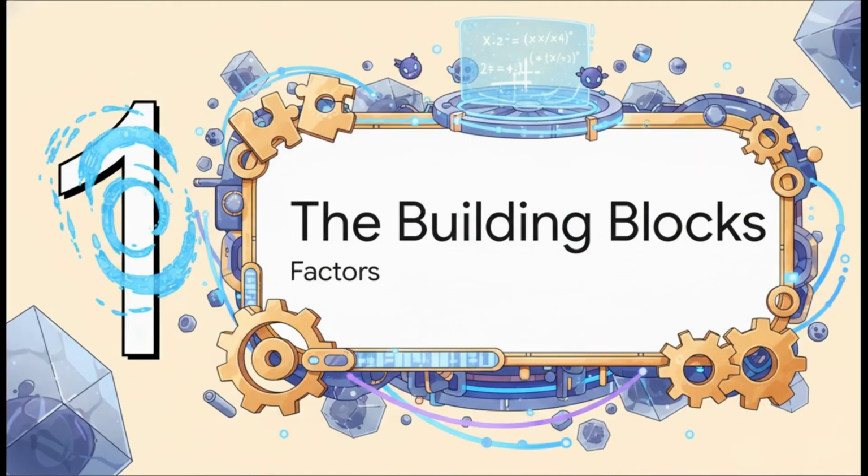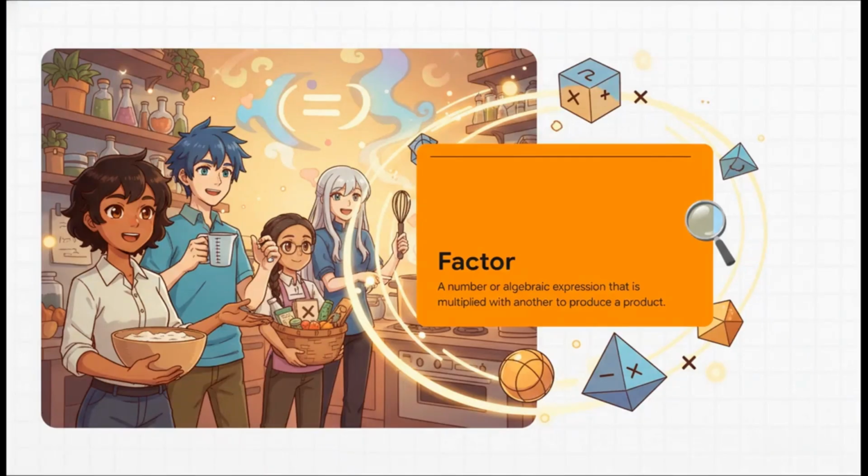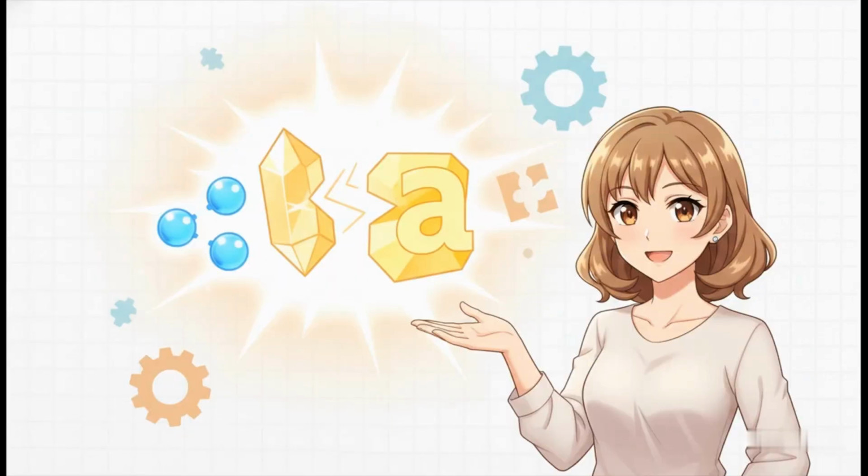To crack this code, we have to start with the most basic building blocks. And in the world of algebra, we call those factors. A factor is really just one of the things being multiplied together to get a result. I like to think of them as the ingredients in a recipe. They're the individual parts that you combine to make the final dish. So for example, if you see the term 3a, all that means is you're multiplying 3 by a. So pretty simply, the factors are just 3 and a.